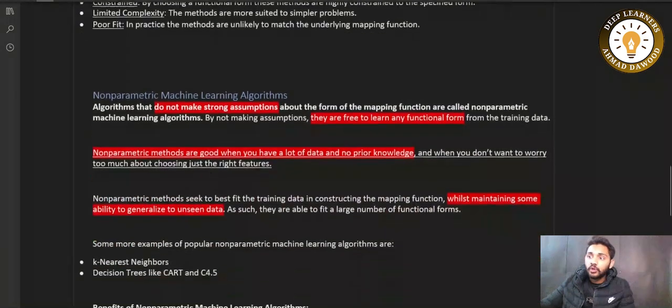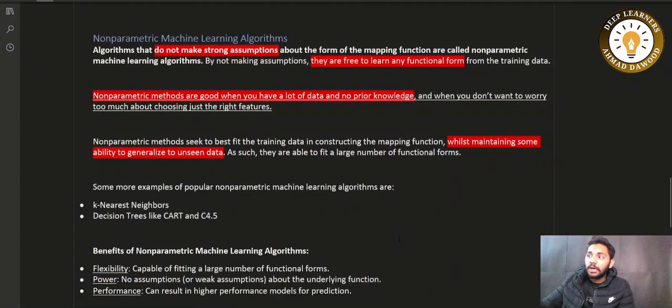Okay. So in the case of non-parametric models, they don't make any strong assumption. They are free to learn any functional form. You just have to pass the data, and the functional form, what sort of relation, what sort of pattern exists between inputs and output, it will try to find by itself. Okay, so non-parametric models are good when you have a lot of data and you have no prior knowledge. You don't know what sort of relation exists in your data set, and in that case you can use non-parametric models.